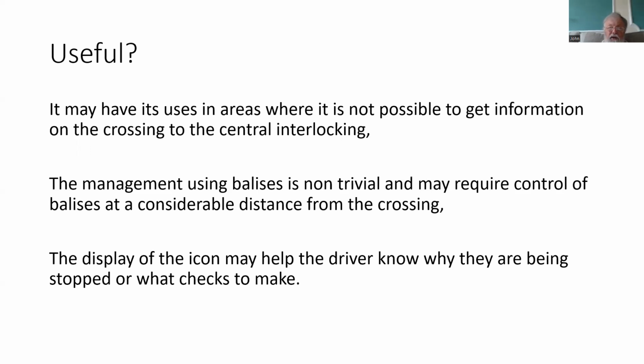The display of the icon may help the driver know why they're being stopped or slowed down. It may lead them to make some checks, but we have to be confident that the icon will always be displayed and displayed at the right time. If a temporary speed restriction is applied close to the level crossing, that might become the most restrictive target.